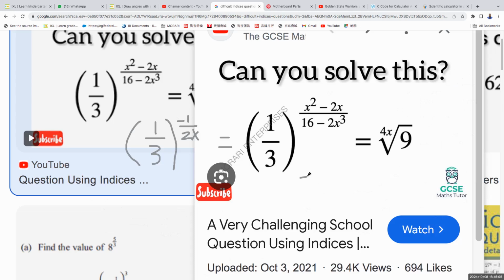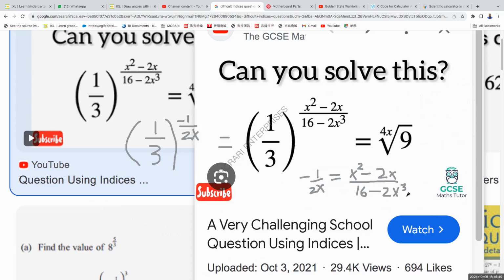Very easy. So we say negative 1 over 2x is the same as x squared minus 2x all over 16 minus 2x cubed. Are you following? Okay. So now this becomes like an equation, and that way you will be solving for x.